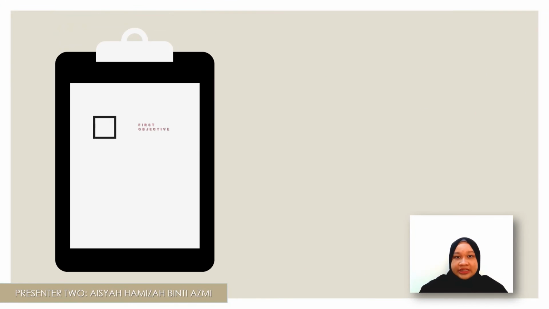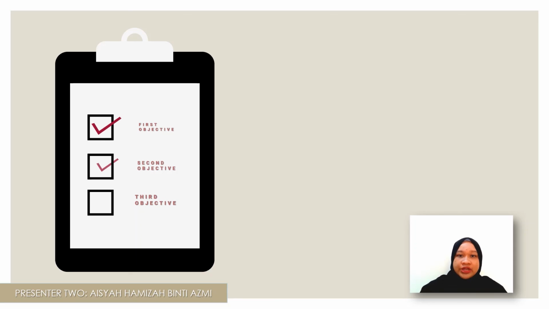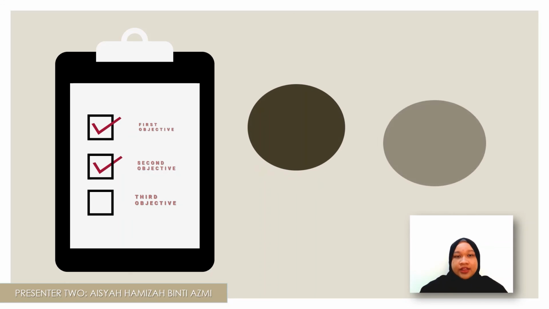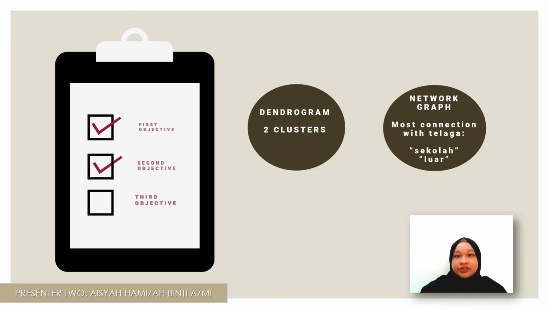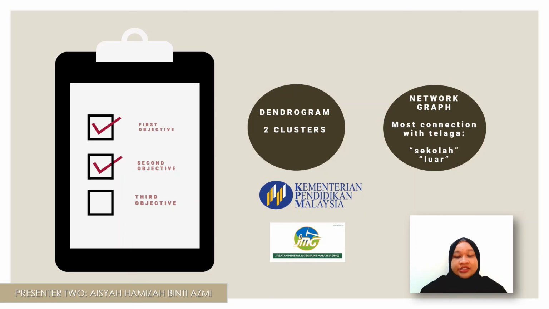For the second objective, there are two clusters of work that relate to Telaga. The first cluster can be classified as authorities that are responsible for the Telaga Tube project, which are Kementerian Pendidikan Malaysia and Jabatan Mineral dan Geologi. The second cluster represents the agencies that can get benefits from the project, such as sekolah and luar bandar.